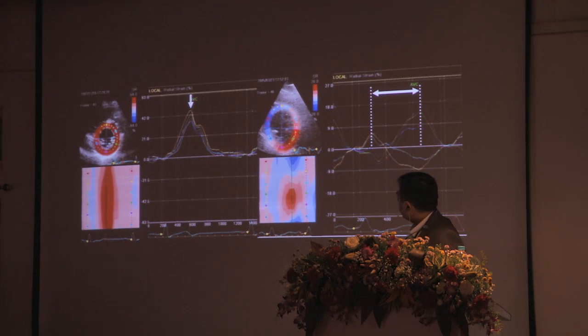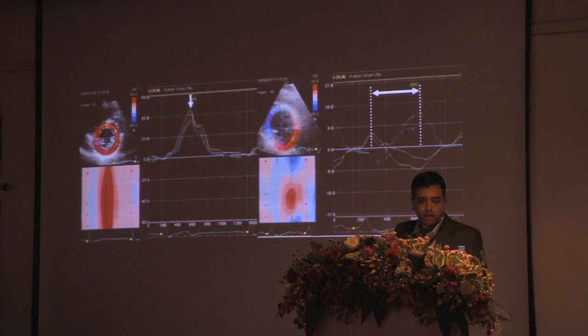Finally, radial strain can only be measured in the short axis view for obvious reasons. You need to know when the wall is contracting and relaxing, and this can be done a lot better via speckle tracking or 2D strain.